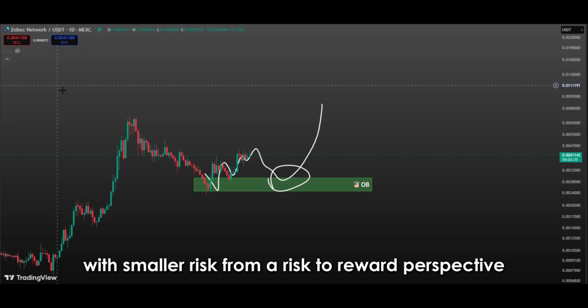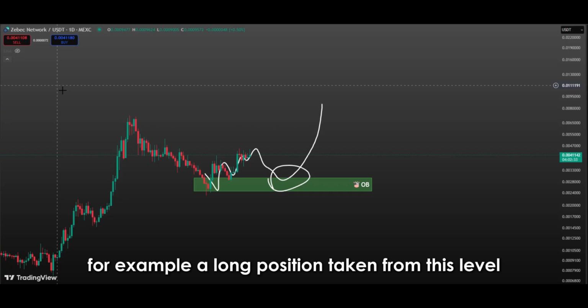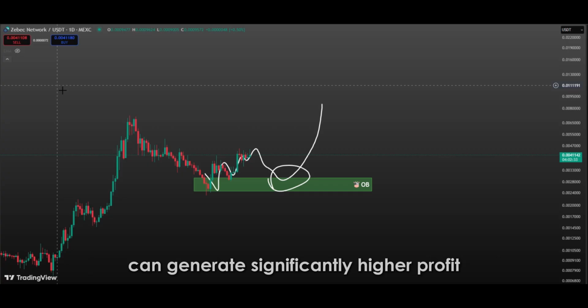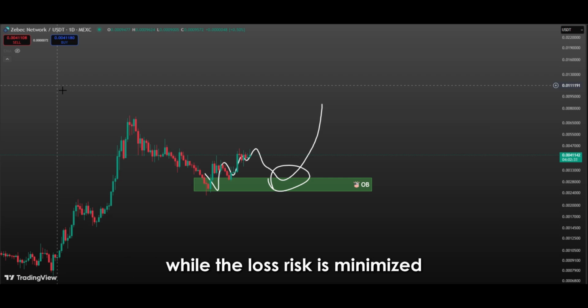From a risk-to-reward perspective, such setups are very attractive. For example, a long position taken from this level can generate significantly higher profit if price reaches the next resistance zone, while the loss risk is minimized.